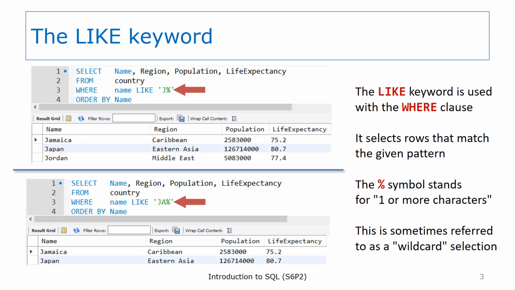In MySQL, the comparison is not case sensitive. That means that you can specify the letters in the pattern in uppercase or lowercase characters. When the percent symbol is used like this, it means that we are selecting for values that begin with the specified characters followed by other characters.